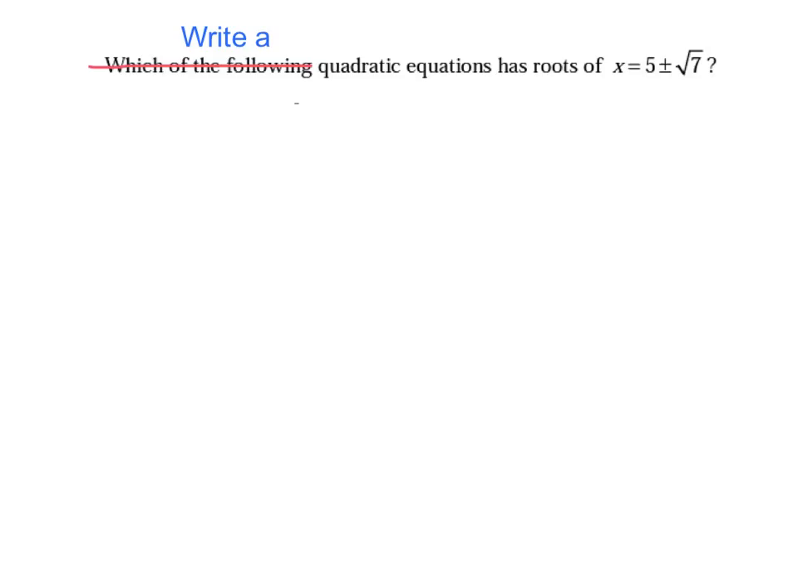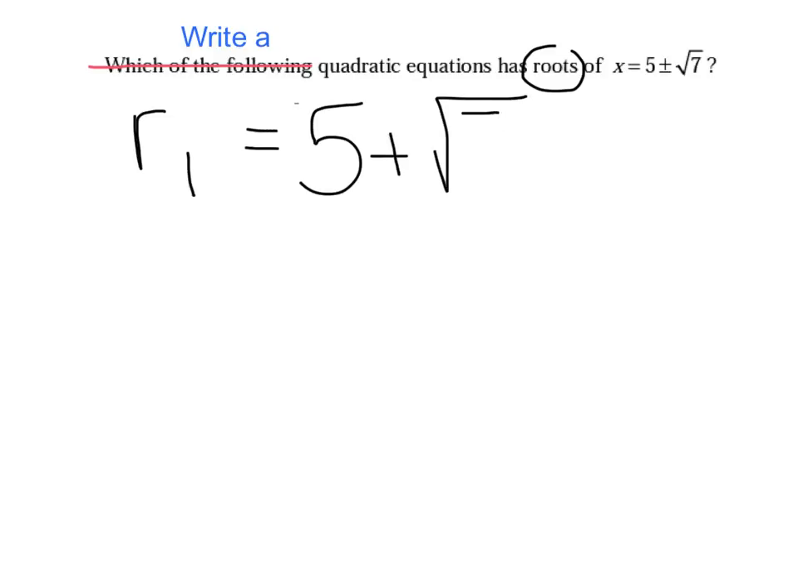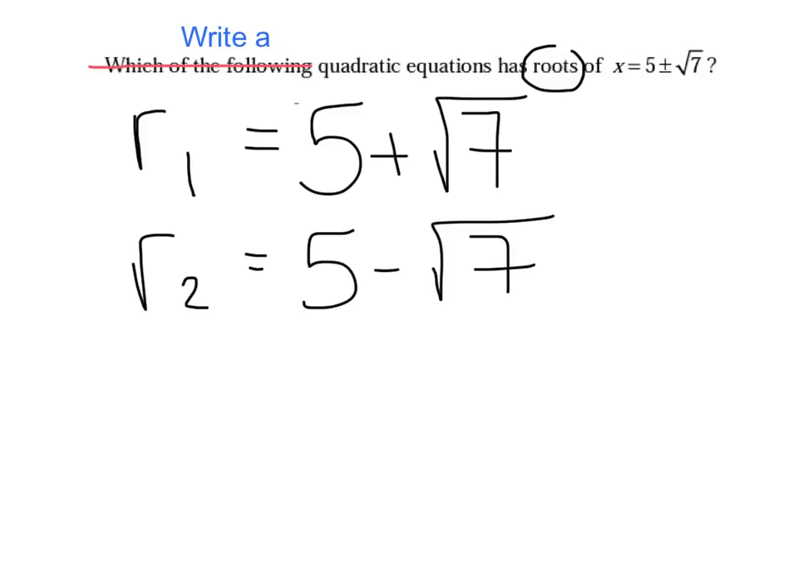All right, another similar one. Write a quadratic equation that has the roots 5 plus or minus radical 7. Okay, now notice it says roots because there are two of them there. Root 1, and let's just mark it as R1, is 5 plus radical 7. And root 2 then is 5 minus radical 7. Well, just keep saying to yourself, you need two things. You need a sum and you need a product.